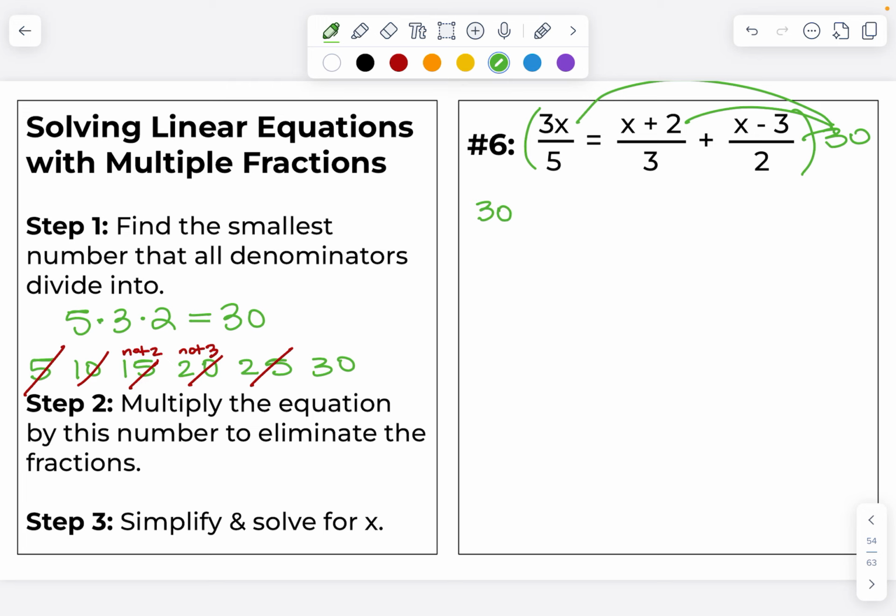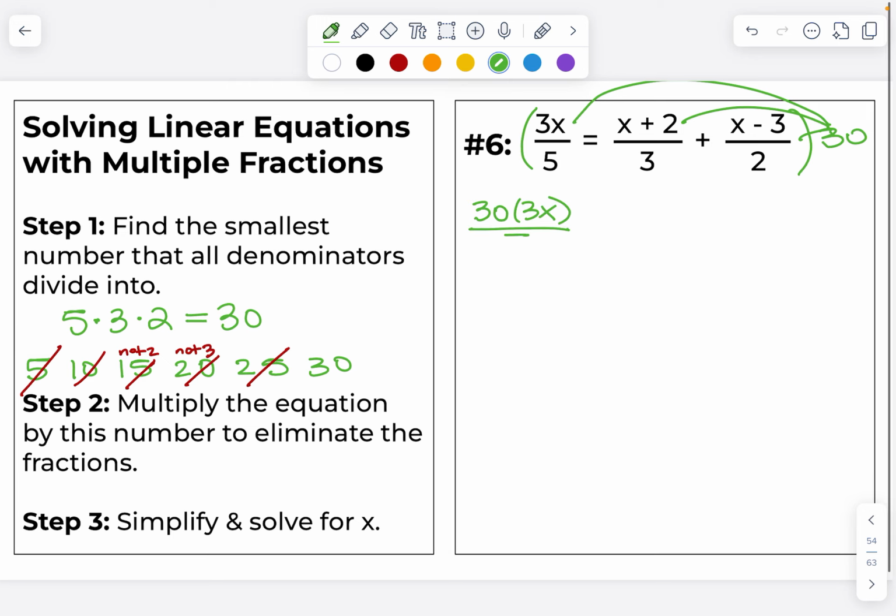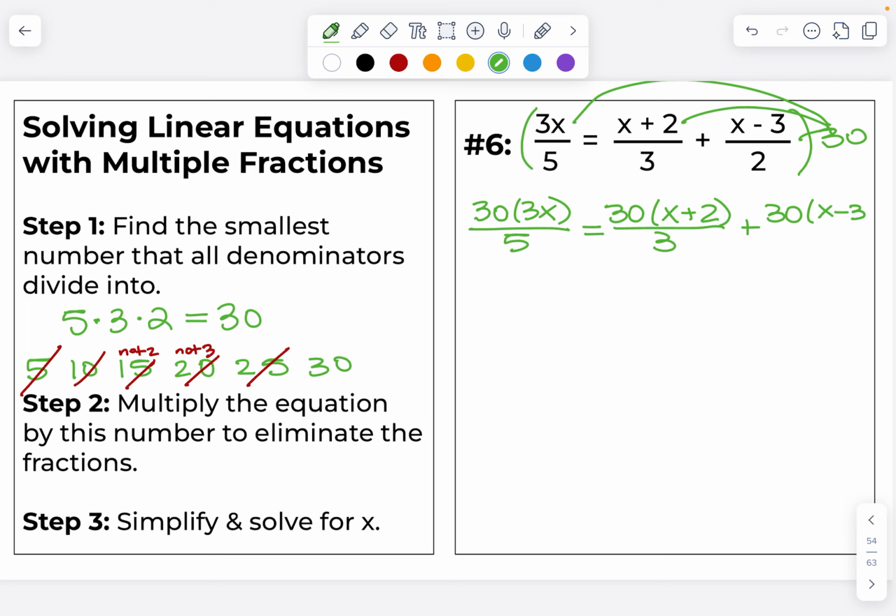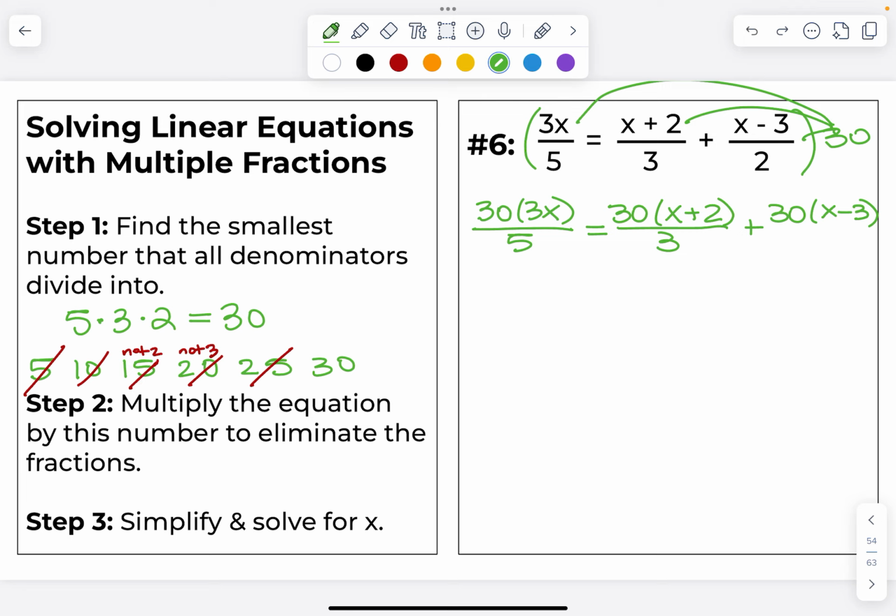So the way this is going to look is like this. And I realized I wrote a plus sign instead of an equal sign. So that's what it looks like when we multiply each of these fractions by 30. Just as a reminder, when we multiply by fractions, we can think of this as 30 over 1. When you multiply two fractions, you just multiply across the top and the bottom. So when we're multiplying by 30, we're only multiplying the top of our fractions.